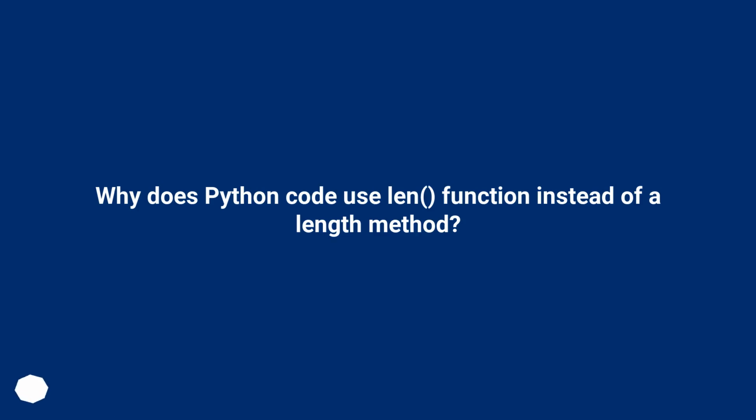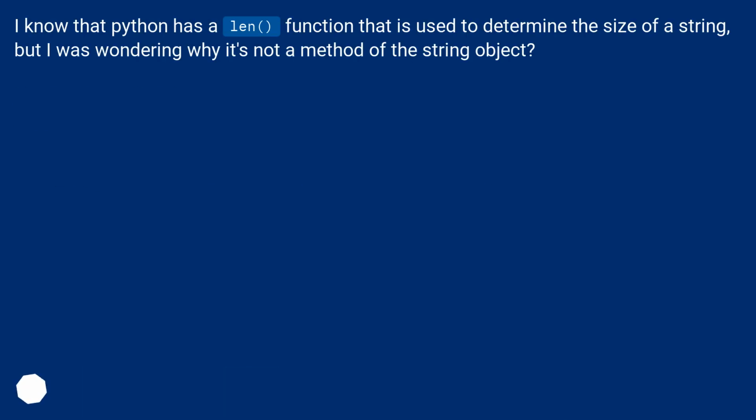Why does Python code use len function instead of a length method? I know that Python has a len function that is used to determine the size of a string, but I was wondering why it's not a method of the string object.